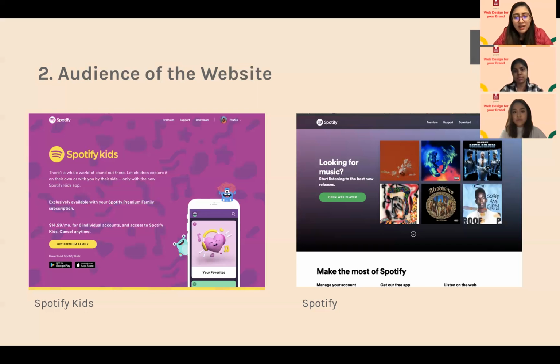The second at the right is the normal Spotify that we all adults use. It is more subtle and muted. It has dark colors and real pictures instead of illustrations. That's something that draws more attention for people like us.